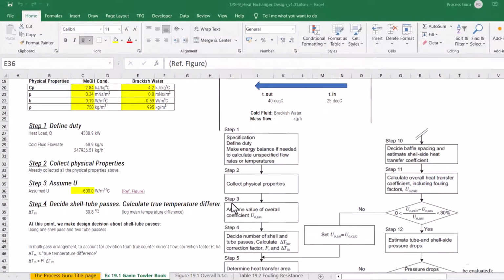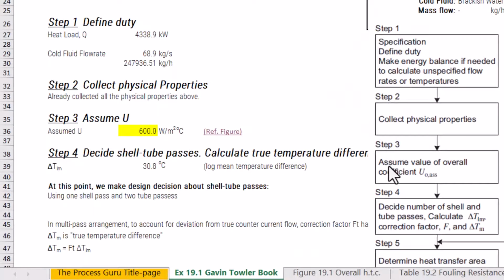So now coming to step number 3. Here we need to assume the value of the overall heat transfer coefficient. As you know, heat exchanger design is an iterative procedure, and this procedure starts with some reasonably assumed value of overall heat transfer coefficient.